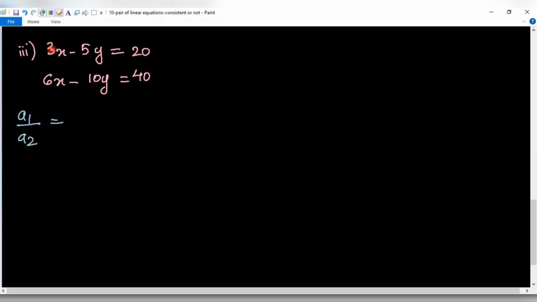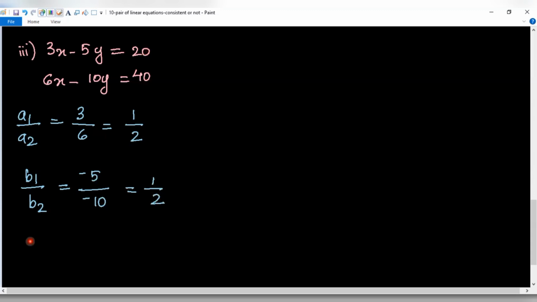A1 is 3, A2 is 6. So it is 3 divided by 6. We can divide both by 3, so it is 1 by 2. Then B1 by B2. B belongs to the coefficient of y. Here it is -5. So B1 is -5 and B2 is -10. Okay, -5 by -10, we are dividing a negative number by another negative number. So the answer will be positive. 5 and 10, we can divide both by 5, so it is 1 by 2.